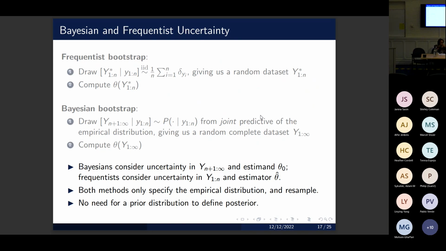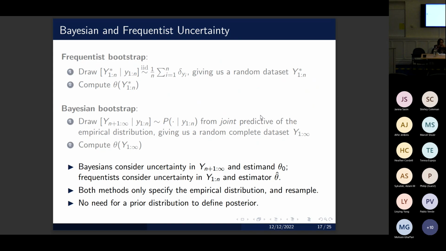And what we think is nice is that both methods only specify the empirical distribution, and they both carry out some form of resampling. But the key here is that to look at the Bayesian bootstrap in a Bayesian way, we didn't actually need to specify a prior distribution. Of course, there might be an implicit prior distribution, but the point is that we started off with the predictive. We started off with pretty much the same thing as the frequentist bootstrap, and we just carried out resampling in a different way.